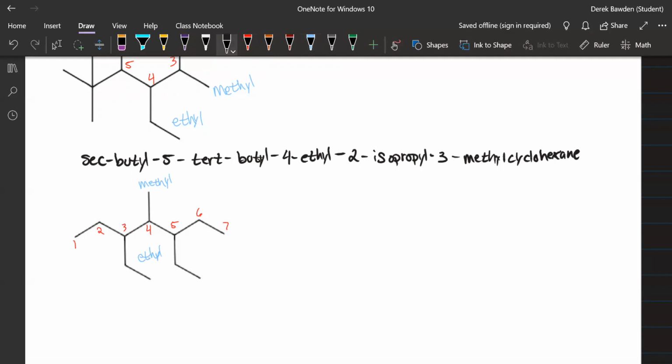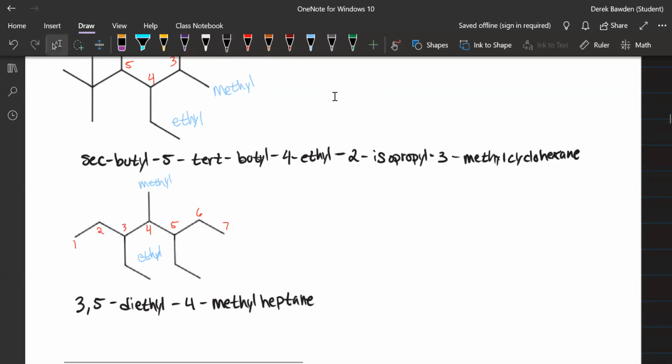So what are we going to start with first here? Okay, our ethyl is going to be first. We have a 3,5 diethyl, 4 methyl. And what's our parent chain? Heptane. Beautiful. Good work, guys. Okay. Any questions on either of those?